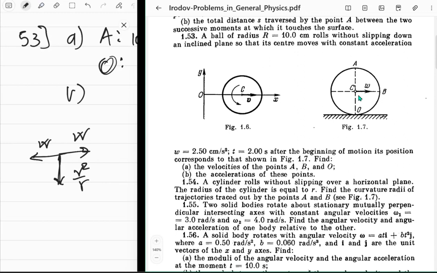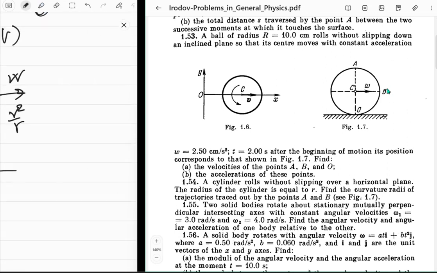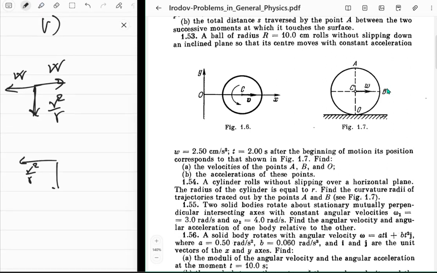Oh yeah, of course it makes sense. And what about B? For B it will be v squared upon r. This is just getting out of hand. First of all, calculate what v squared upon r and all these are. It's like W in this direction and in this direction.